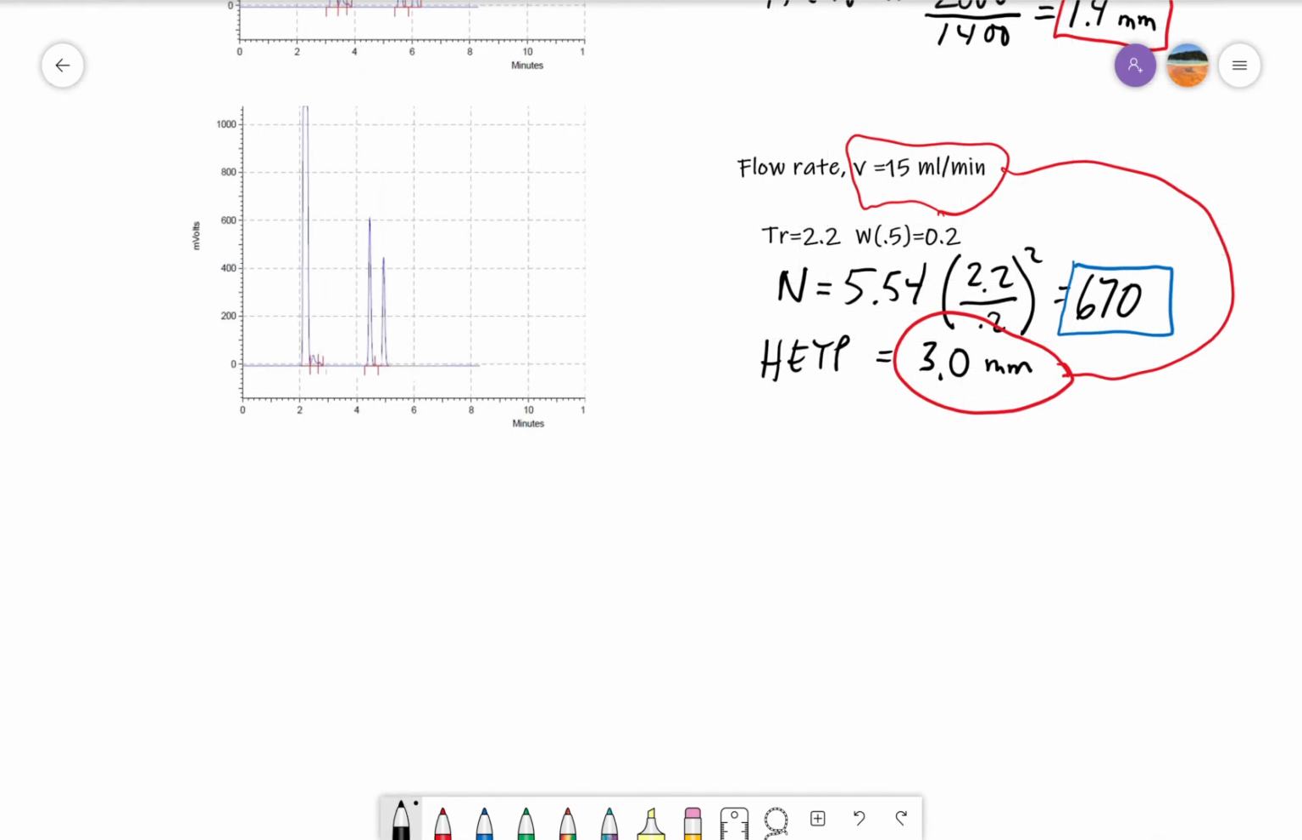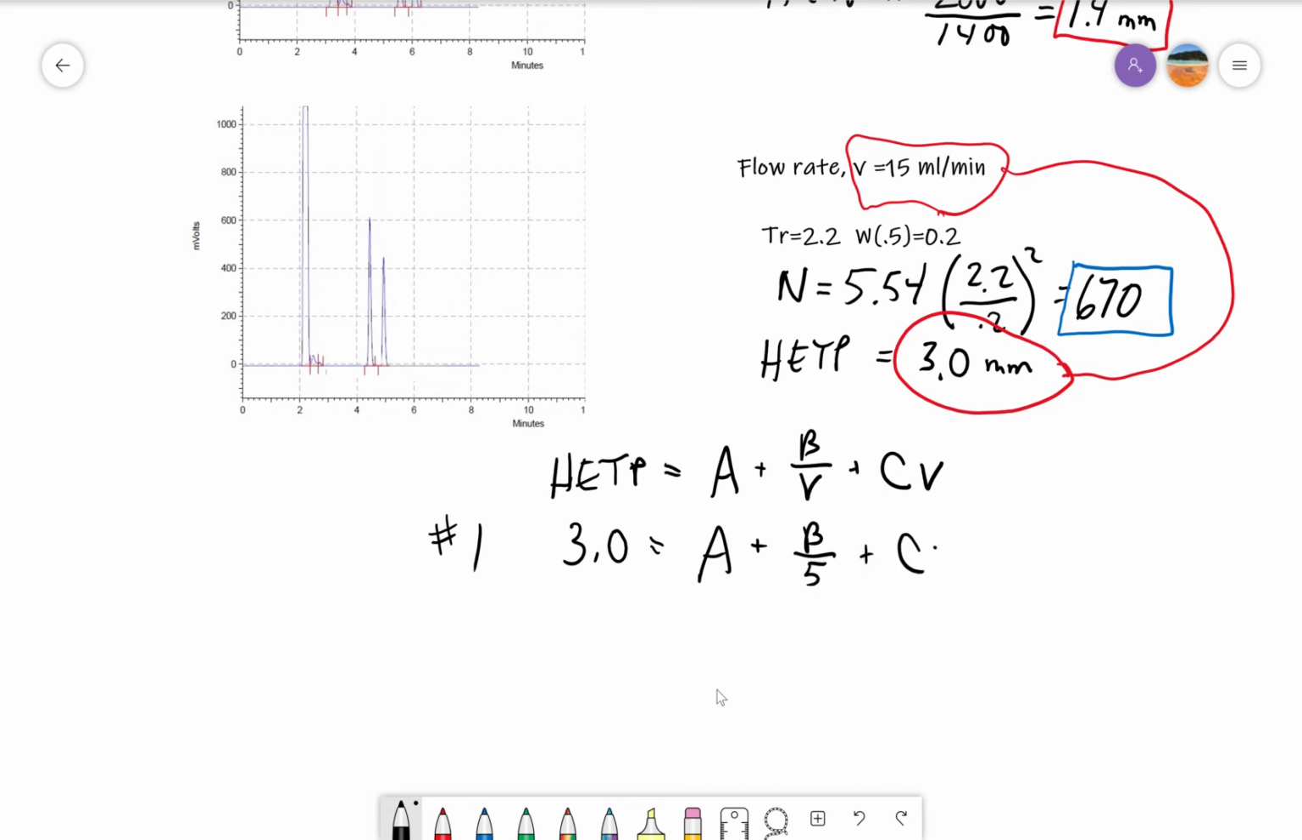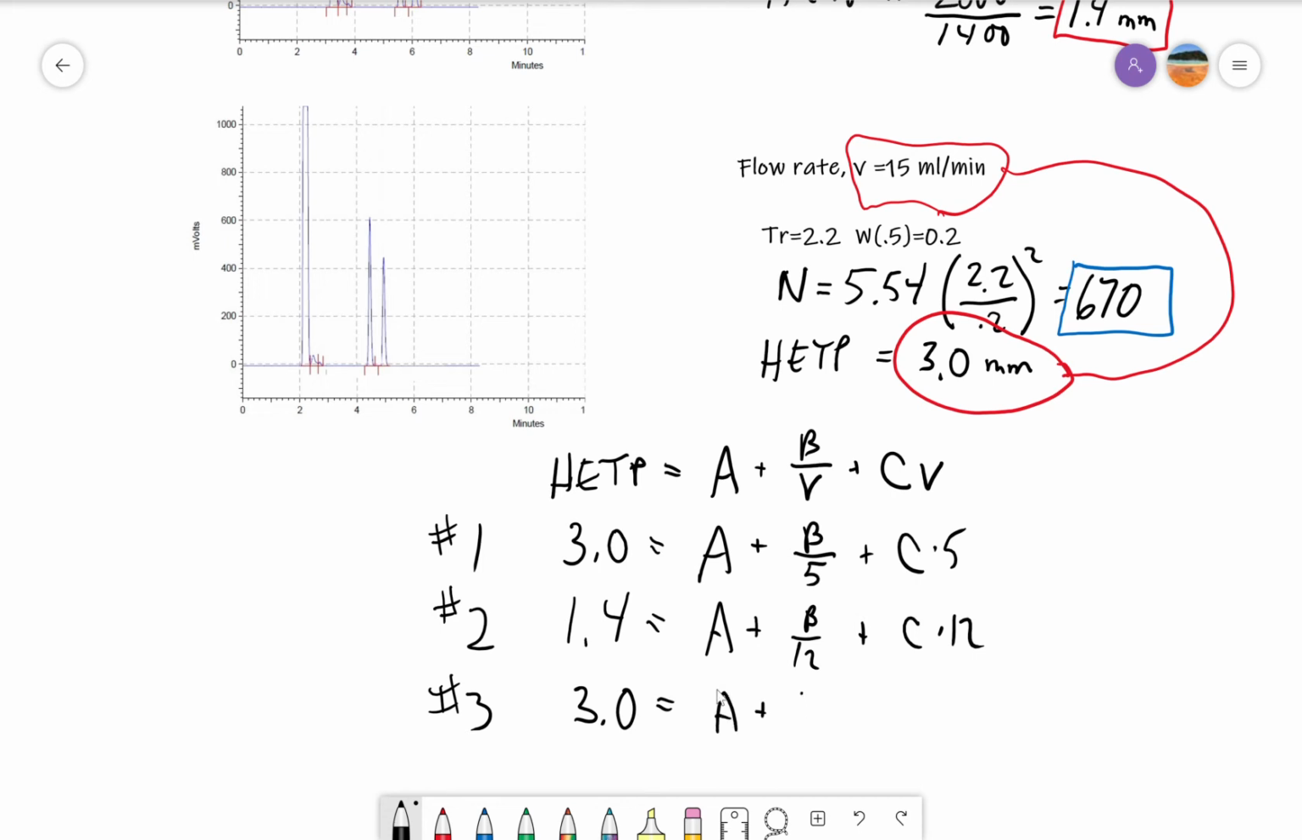From that, we can write three Van Deemter equations because we know that HETP is the A constant plus B over V plus CV, which means from the first chromatogram, we had a height equivalent of a theoretical plate of 3 millimeters, which is going to be A plus B over the flow rate of 5 plus C times 5. Number 2, it's giving us 1.4 millimeters is the HETP, and that's going to be A plus B over 12 plus C times 12. And number 3, HETP was 3 millimeters, and that's still going to be the constant A plus B divided by 15 plus C times 15.